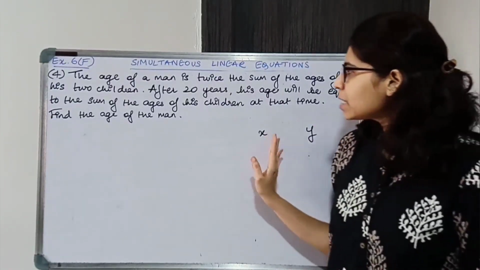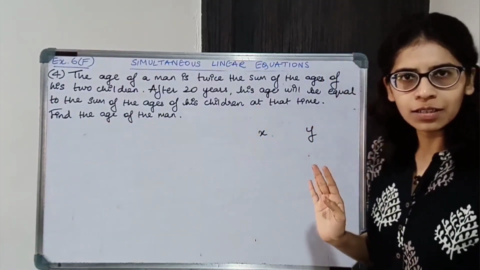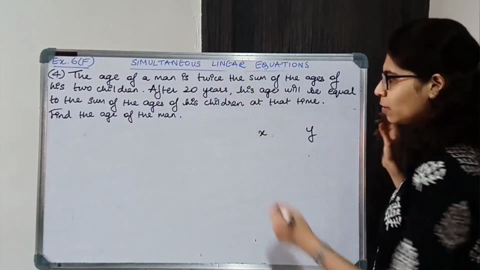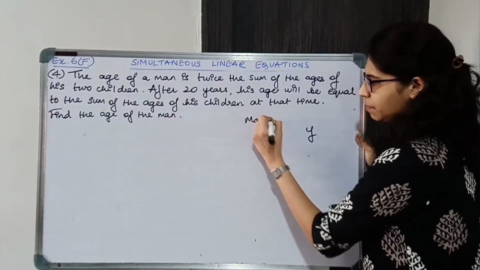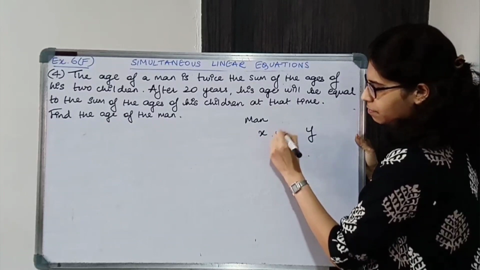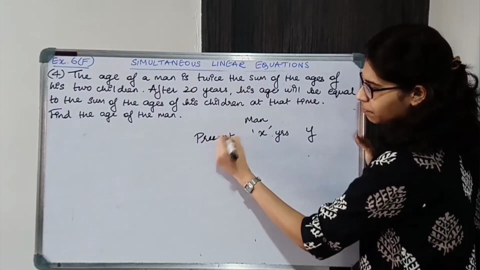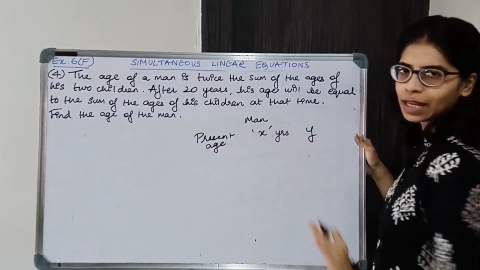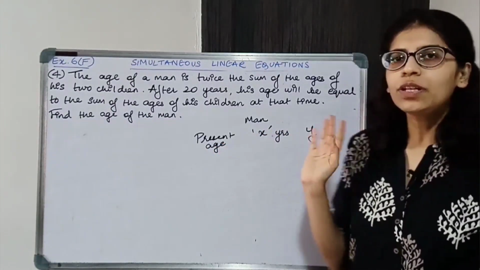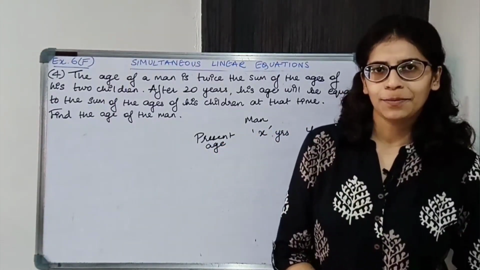So x, we consider the age of the man, because they have asked the age of the man. So let the man's age be x years. Okay? Present age of the man is x years. What will be y?